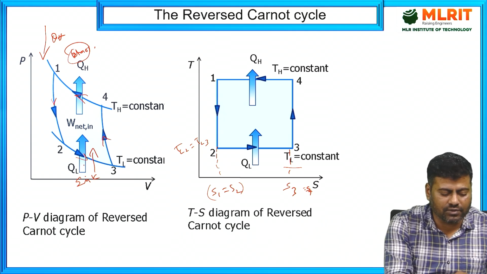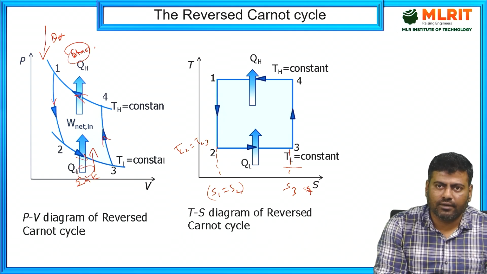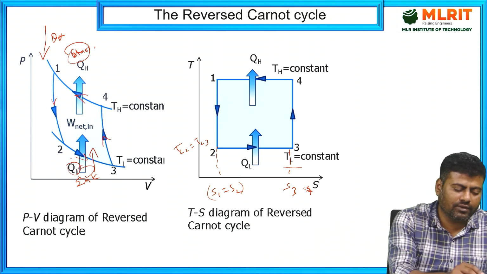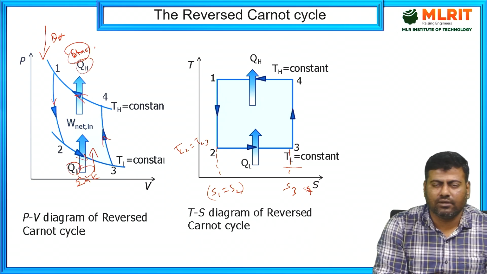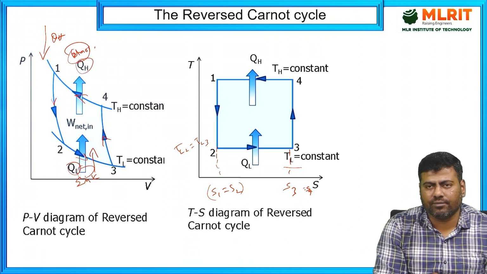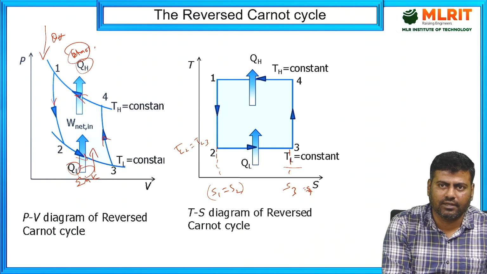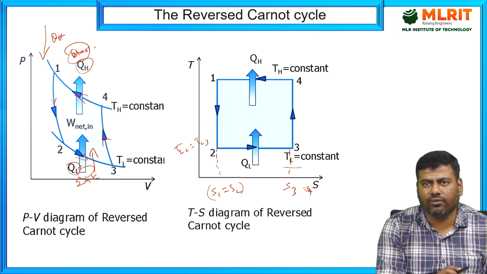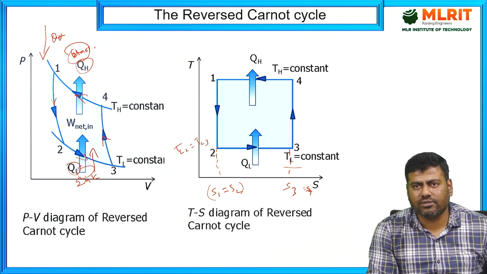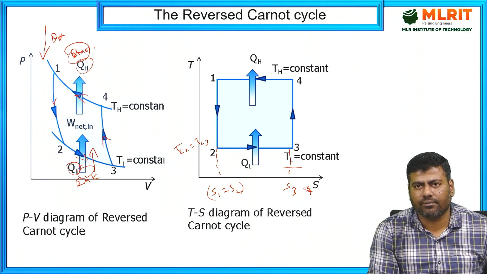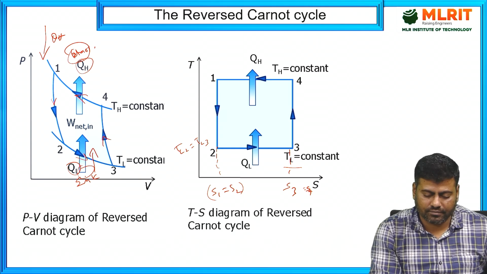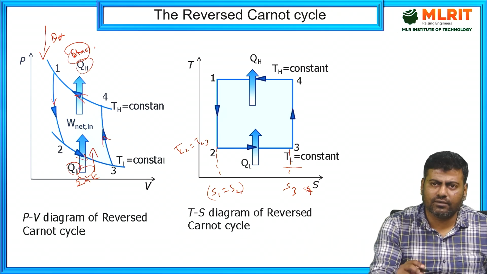Here the heat is absorbed from the sink, right? So from the sink always QL, and to the source is nothing but always QH. And here also from the sink and to the sink is nothing but always QL, right? So in that way we suppose to assume with respect to these conditions, right? Yes. So this is the reversed Carnot cycle.